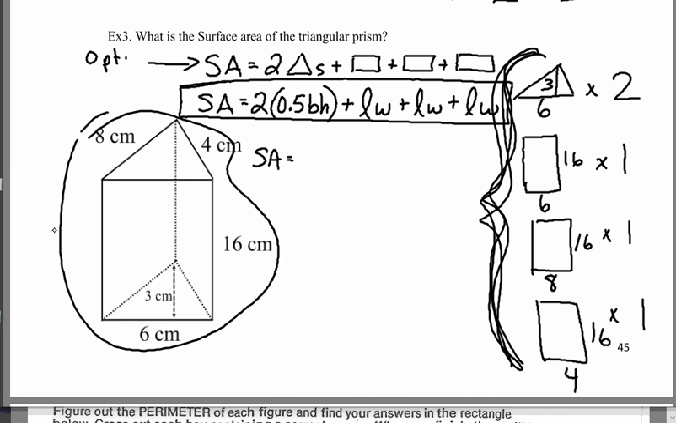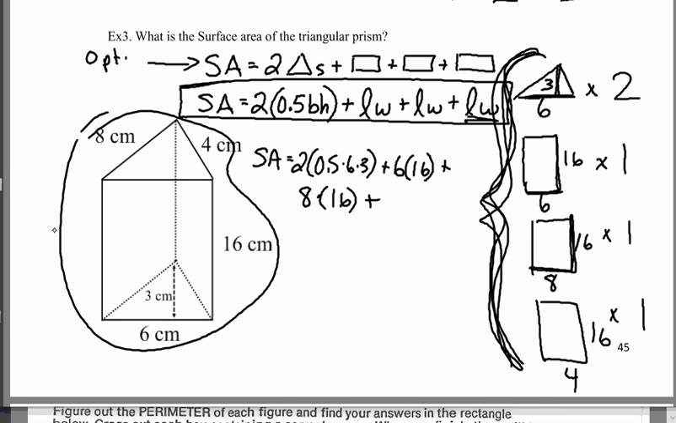I don't have to try to analyze over here anymore because everything I need for that formula is in my organization. I have 2 times 1/2 times base times height, 6 and 3. It's all right there. Plus an LW, a 6 by 16. Plus an LW, an 8 by 16. I'm going to have to continue it down here. 8 times 16. Plus the third rectangle, it's right there, a 4 by 16. Everything is nicely organized in my organization step.